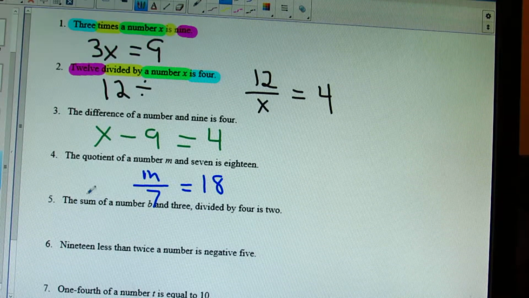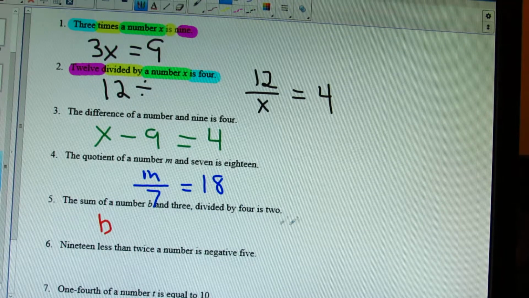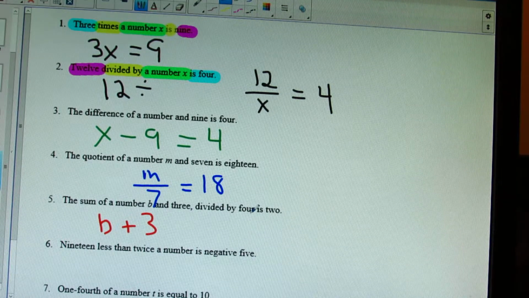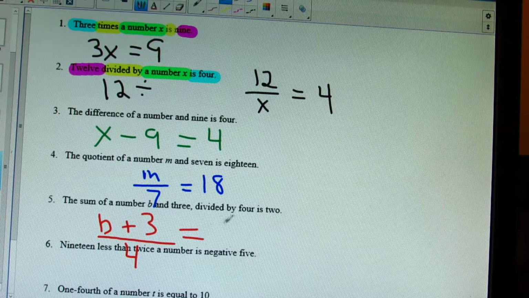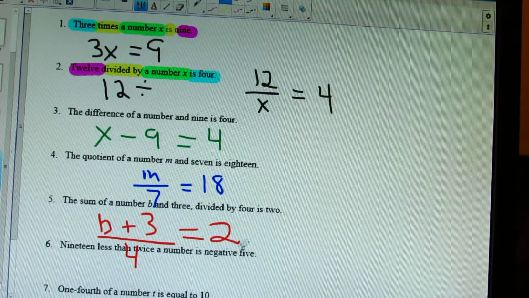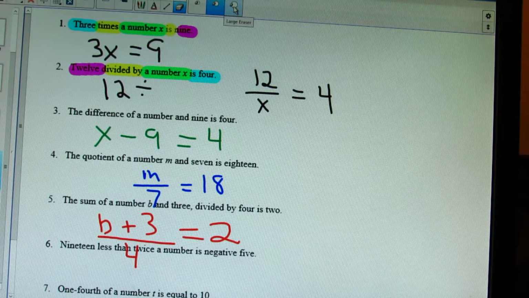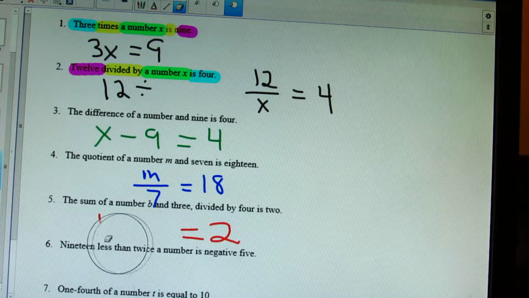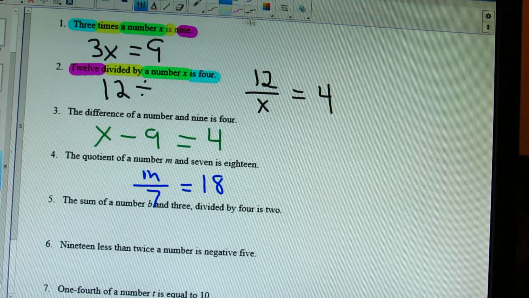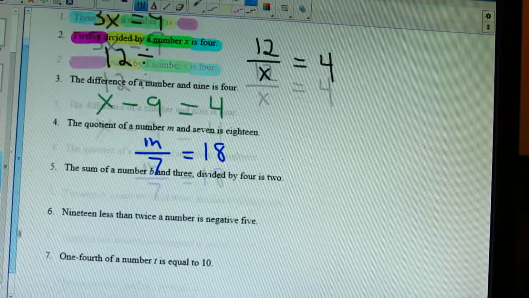The sum means add, of a number b and 3 divided by 4 is 2. Wow. The sum of a number b and 3, whole thing divided by 4, is 2. Whew, big one. Alright, we're going to have to erase a little. Sorry. Hope you have that written down. If not, oh well. Next one.